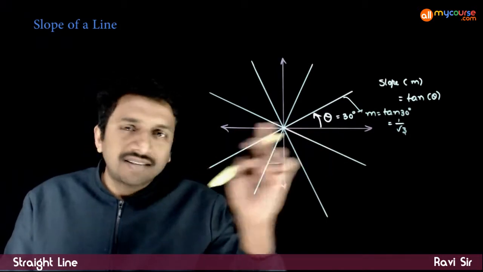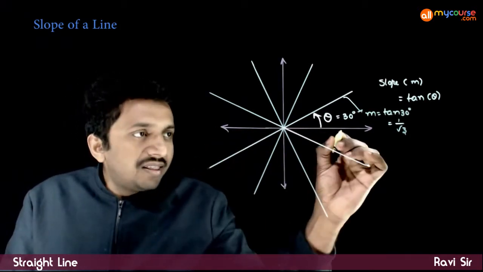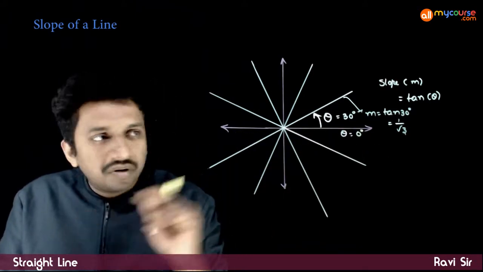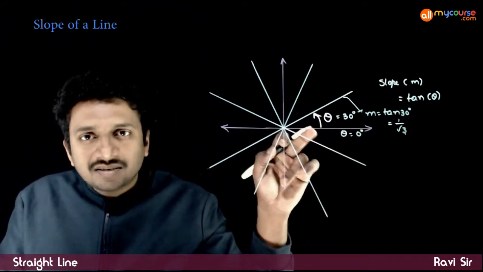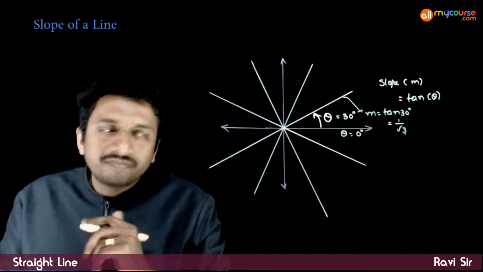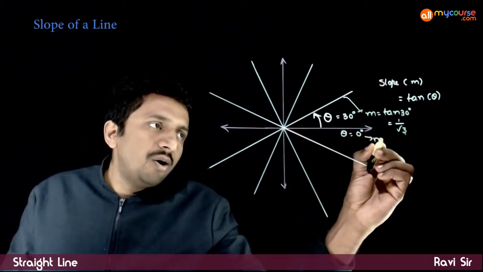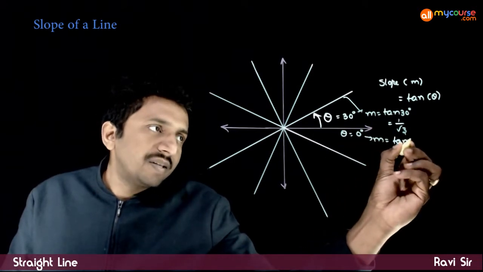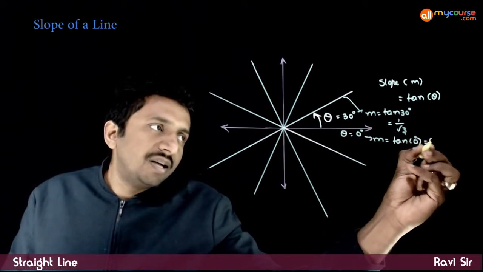So if you take the x-axis, obviously the inclination of x-axis is equal to 0 degrees, right? Because the angle between x-axis and x-axis is 0 degrees. So what is the slope of x-axis? Tan of 0 degrees, which is equal to 0.